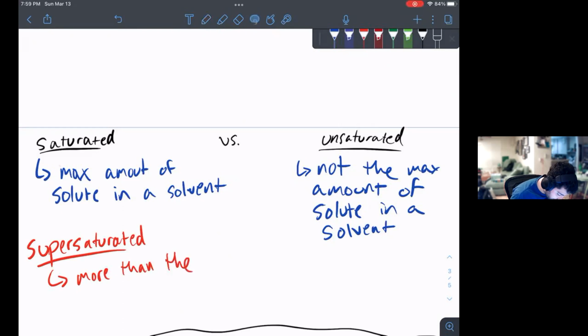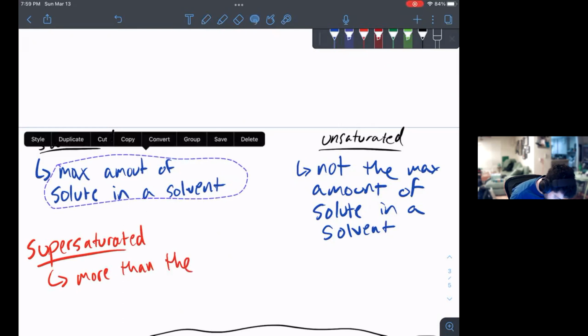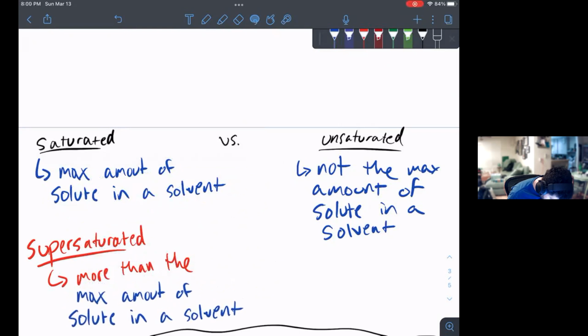And I'm actually going to make my job a little easier. More than the max amount of solute in a solvent. And you can do that in two ways. You can achieve this with heat: you can change the temperature, and by heating up a solution, you can add more solute. Or pressure: by adding more pressure to a system, you can add more solute, but this generally works with gases.